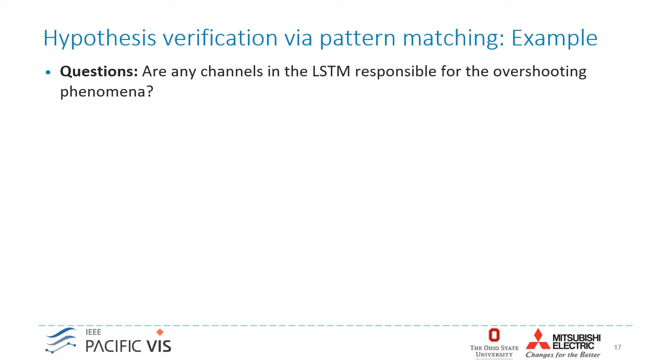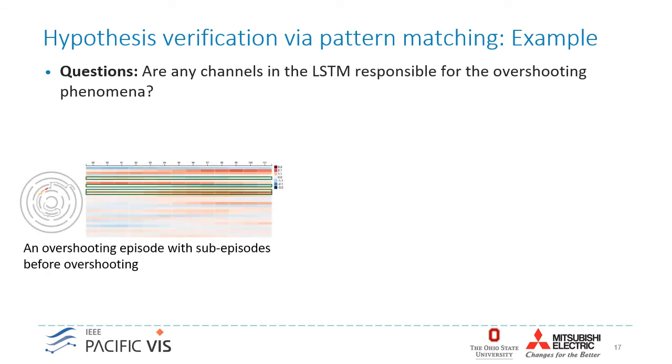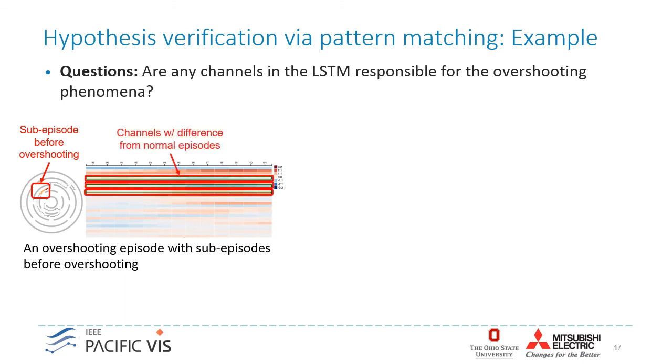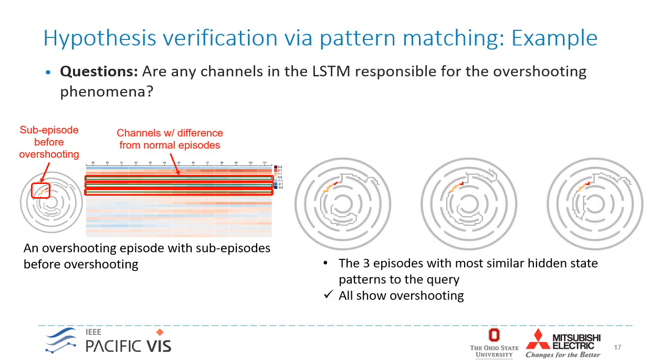For instance, here we show an episode with overshooting. We highlight the sub-episodes before overshooting happened and the channels with apparent difference from a normal episode. On the right, we show 3 episodes with more similar activation patterns of these channels. We highlight the matched sub-episodes with a color code to indicate the action. Here we can see that those sub-episodes are just before the overshooting at the same gate. This indicates that these channels are highly correlated with the overshooting behavior in this area.